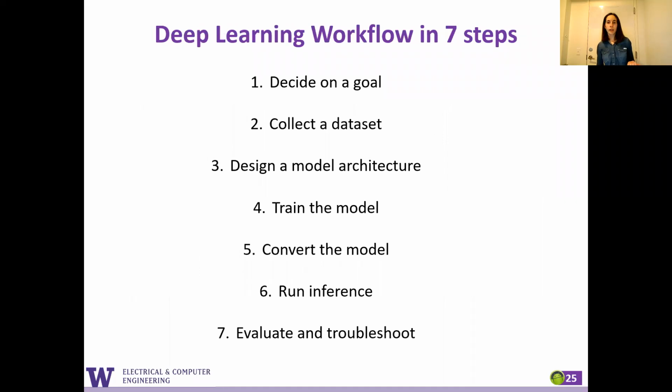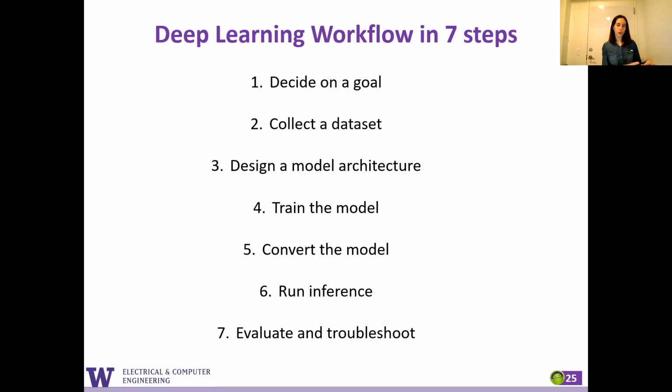We are going to follow 7 main steps. First, decide on a goal. The class activity would be to do some digit classification. And the assignment is going to be to classify a custom gesture with the accelerometer. Then you will have to collect a data set. And with that data set, you design the model and train the model with the data that you collected.